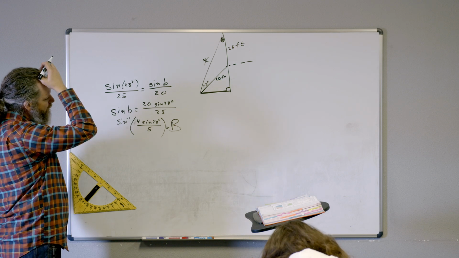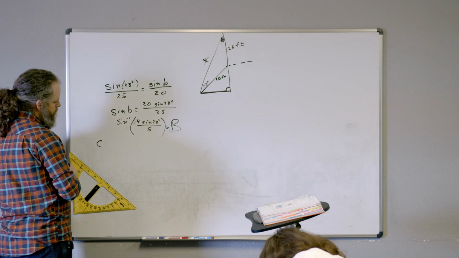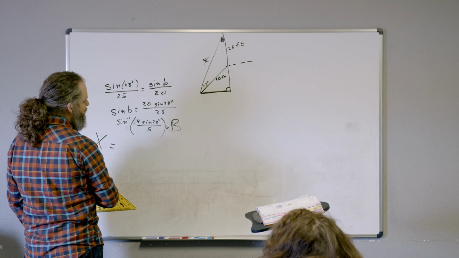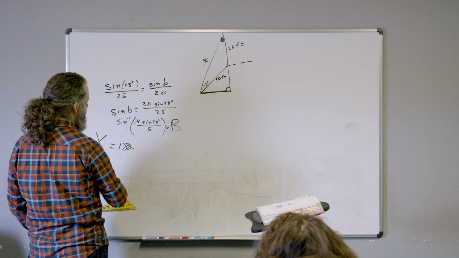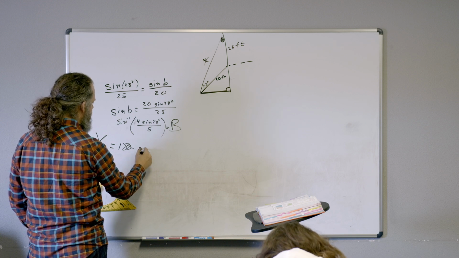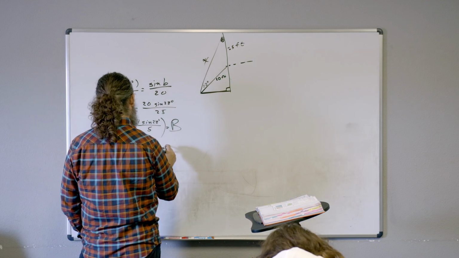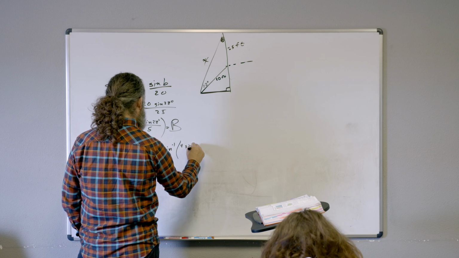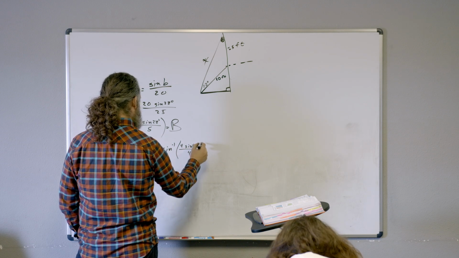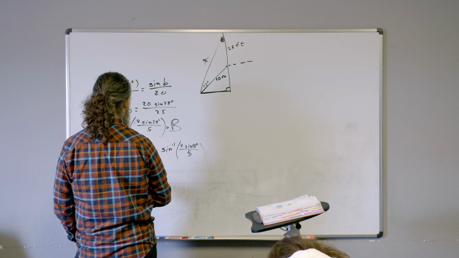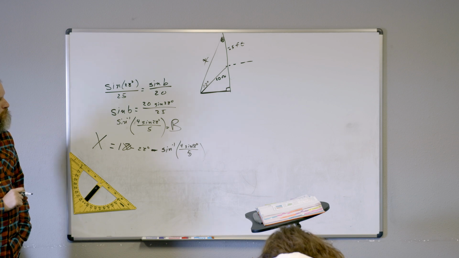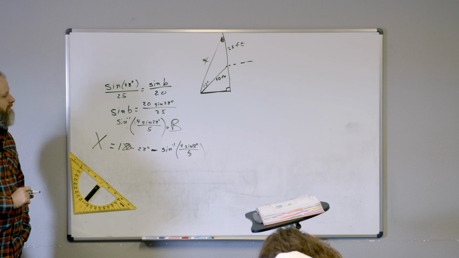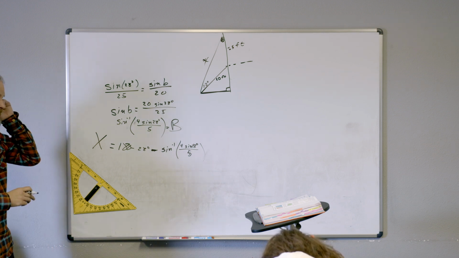And the angle we actually care about, C, or probably more like x, right, would equal 180 minus 28 minus the inverse sine of 4 sine 28 degrees over 5. Then we punch all of that in the calculator and push enter.